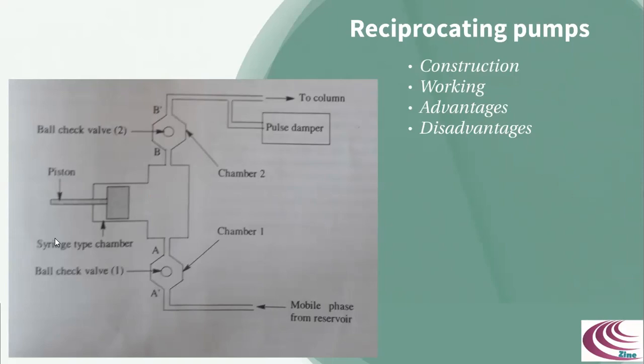The drawback of this reciprocating pump can be overcome in two ways. The first solution is to reduce the time of filling, and this reduces the dead time between the cycles. And another way is to provide a dual piston pump.